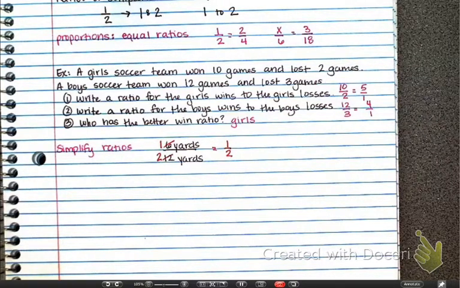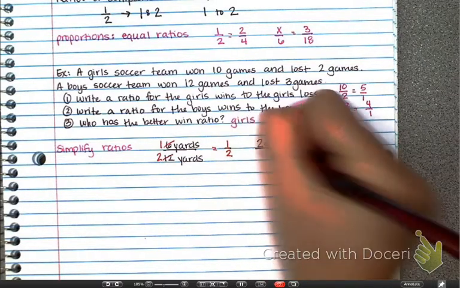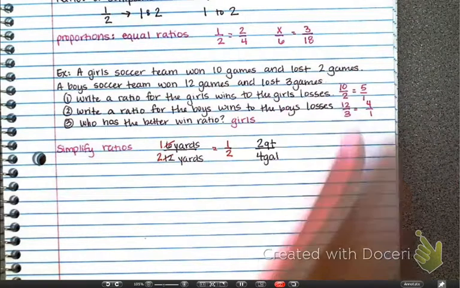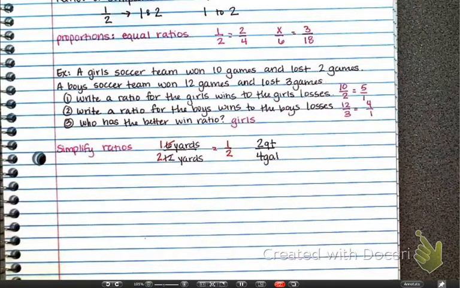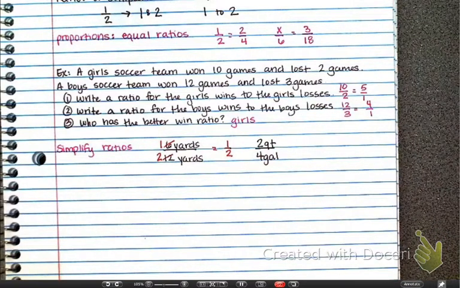Okay, let's look at, and here's why they're going to go away. So let's look at 2 quarts to 4 gallons. Does anybody know how many quarts are in a gallon? 8 or 4. There are 4 quarts in a gallon. Okay? Now, in order for our units to kind of cancel out, we have to invert the next fraction.